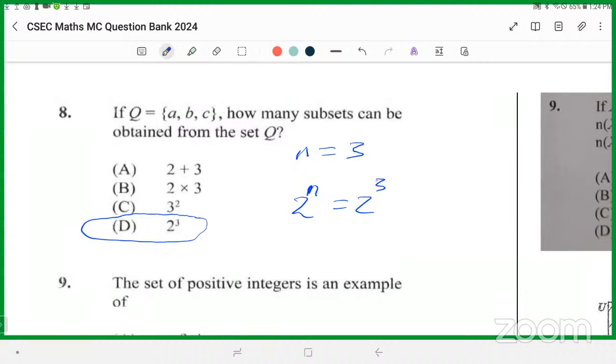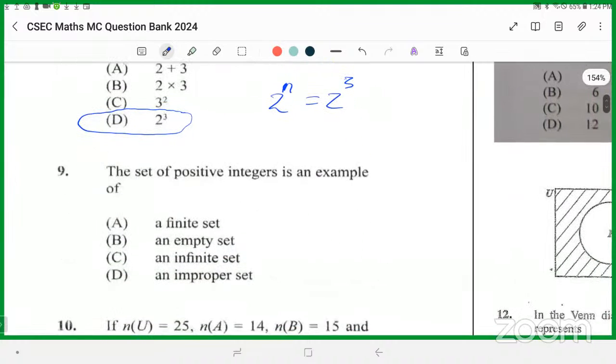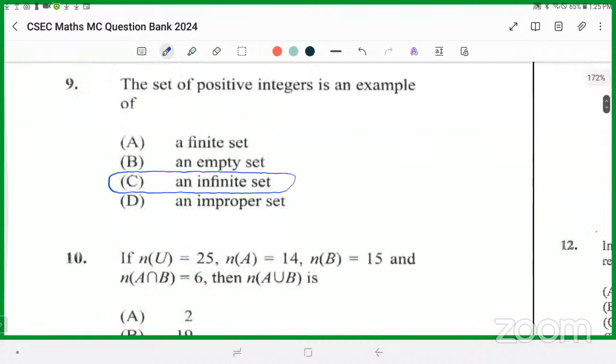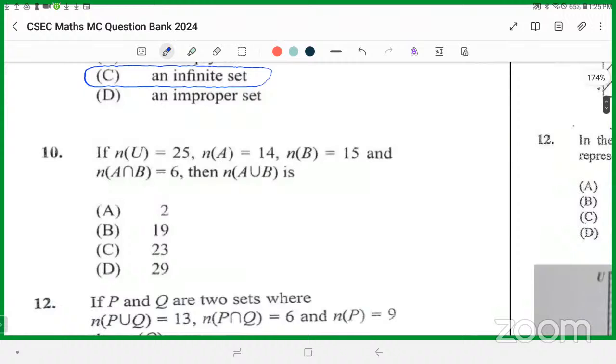2 cubed. The set of positive integers is an example of an infinite set. Positive integers go on and on forever. Positive integers start from 1, so it's 1, 2, 3, 4, 5, 6, and so on. Positive integers are also the natural numbers. So it's an infinite set. It goes on and on forever, to infinity.